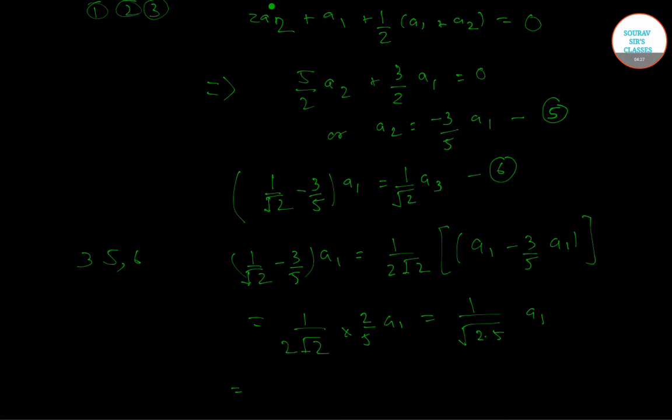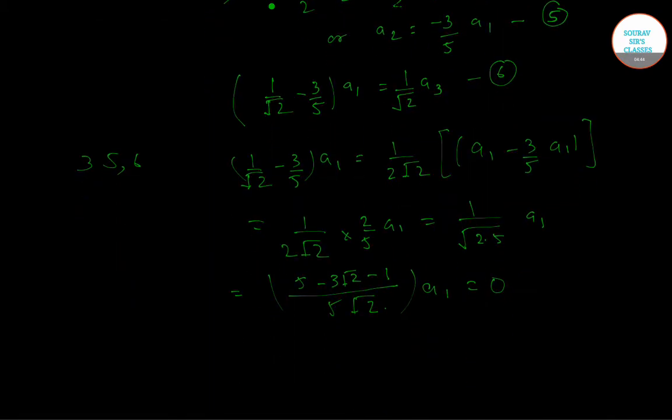This implies 5 root 2 into 5 minus 3 root 2 minus 1, all of this a1 is equals to 0. Now since this part in the bracket is not equals to 0, we have our a1 is equals to 0.